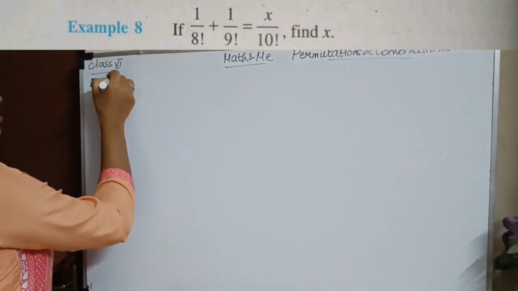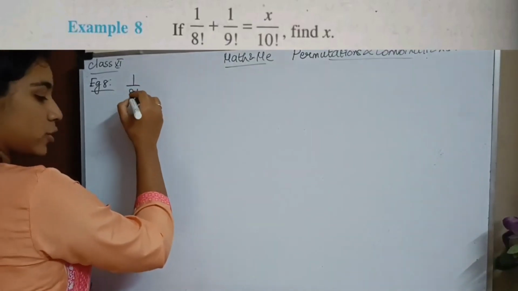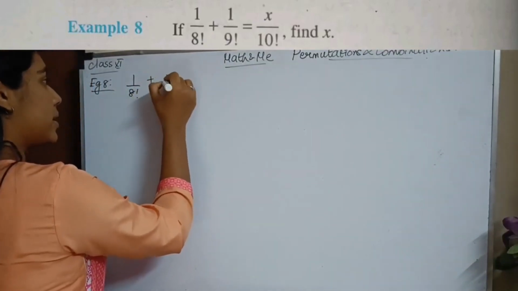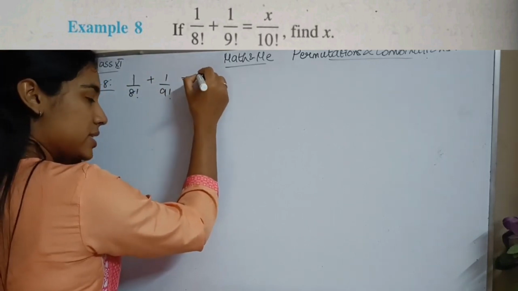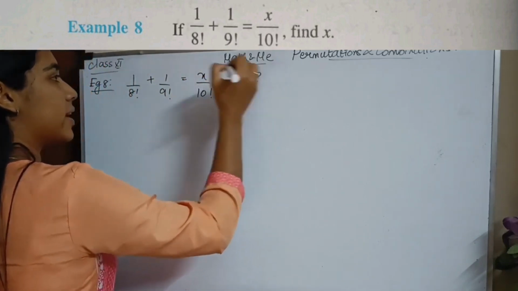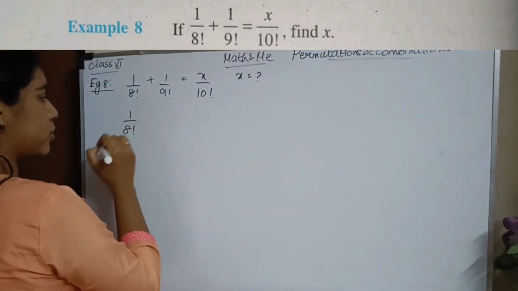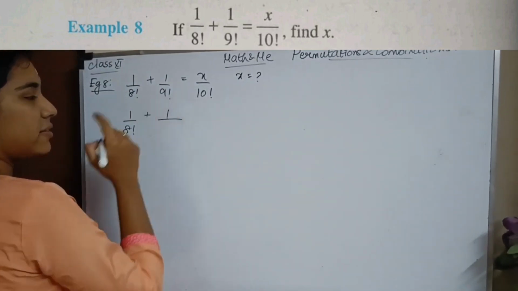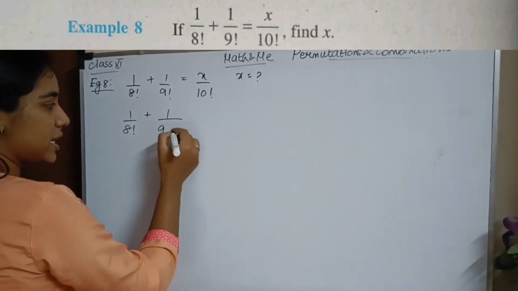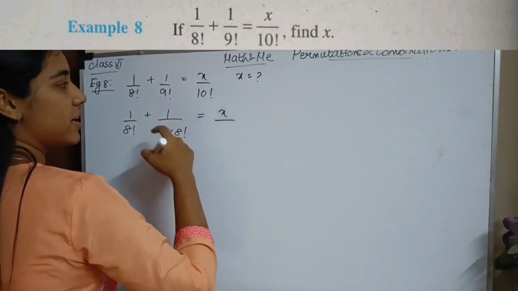Example 8. If 1 by 8 factorial plus 1 by 9 factorial equals x by 10 factorial, then find x. They are asking for the value of x. Okay, so what will you do? 1 by 8 factorial plus 1 by 9 factorial can also be written as 1 by 8 factorial plus 1 by 9 times 8 factorial, equals x divided by 10 factorial.